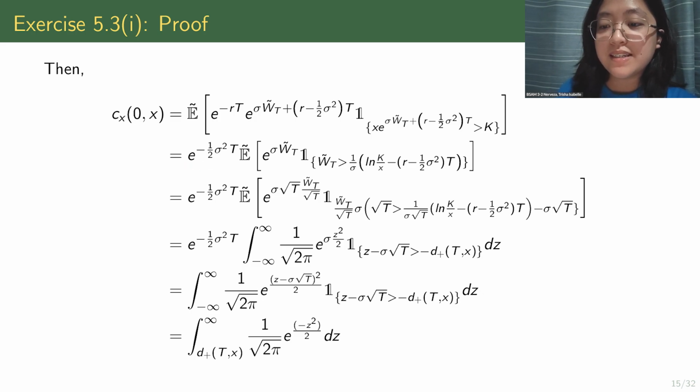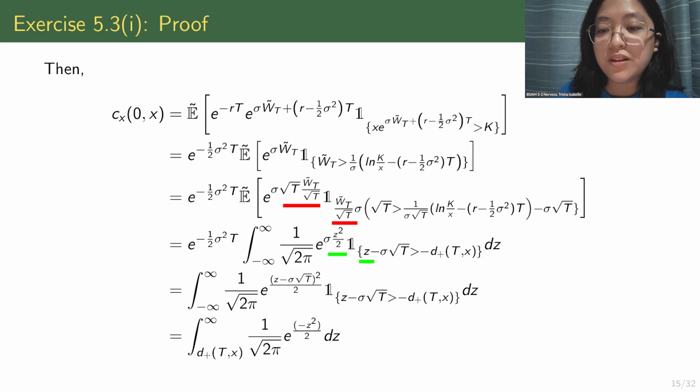After that, since W tilde of T is normally distributed with mean equal to 0 and variance equal to 1, we let Z equal W tilde of T over square root of T. Now, the expectation is converted to an integral over the normal distribution function, with Z normally distributed with mean equal to 0 and variance equal to 1. We then combine the exponent outside the integral in negative Z squared over 2 plus sigma times square root of T times Z inside the integral.